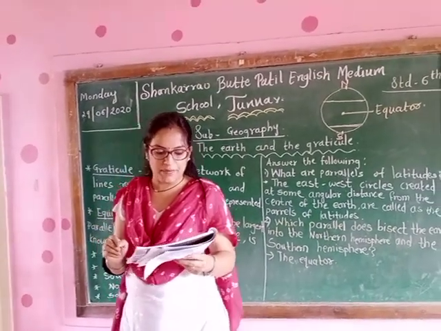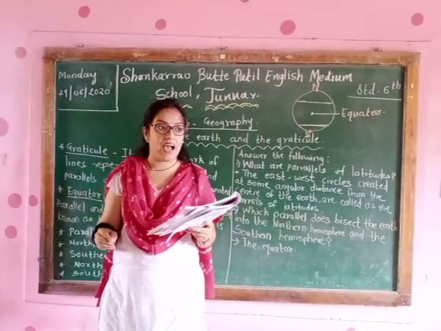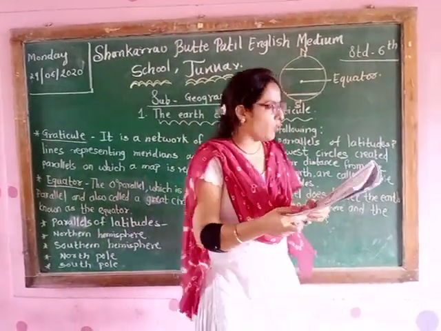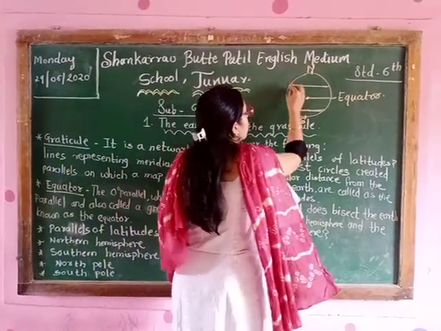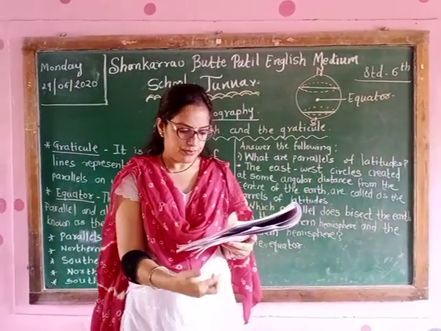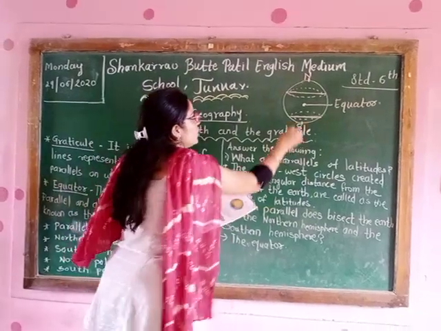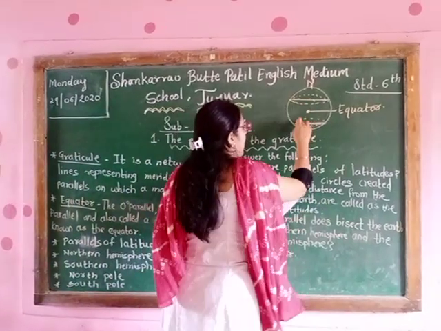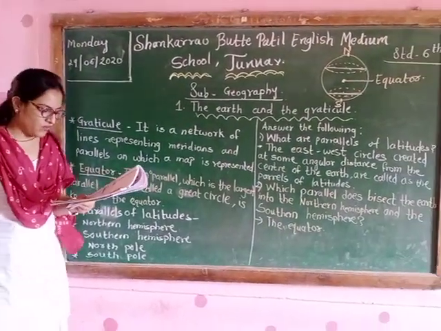Note that these lines appear to be ellipses in the diagram, which means you have to show ellipses in the diagram. On the globe, they are in the form of circles. The circles are created at some angular distance from the center of the Earth. This is the center of the Earth. The circles created at some angular distance from the center of the Earth are parallel to one another, and that is why they are called parallels of latitudes.